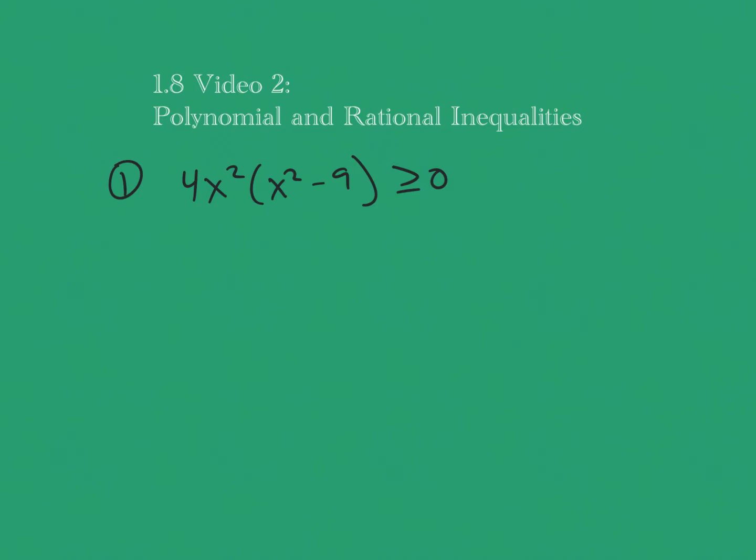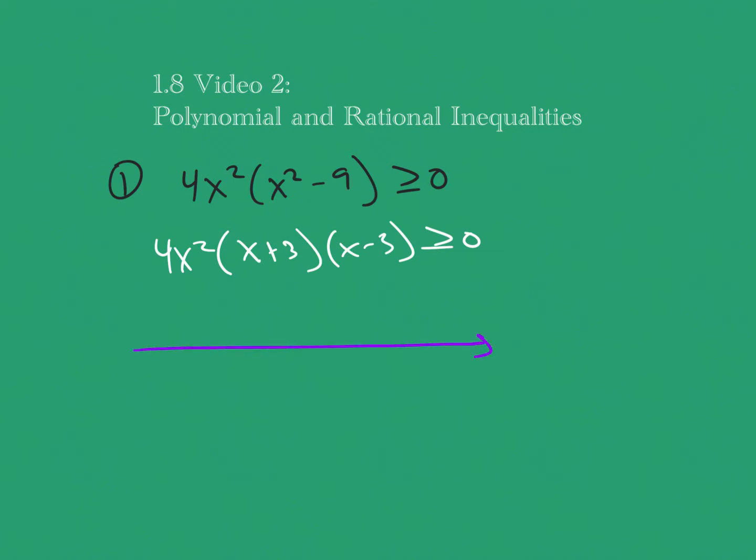We've got to take a different approach, and that approach is always to find the factors, to get the zeros, and to make a number line. So let's finish factoring this. We've got 4x squared, but I can do a difference of squares there, so we'll go with 4x squared times x plus 3 times x minus 3 greater than or equal to 0. Then all I'm going to do is make a number line here with my zeros. Since this is a polynomial, there's no undefined anywhere. I've just got these three zeros at -3, 0, and +3.